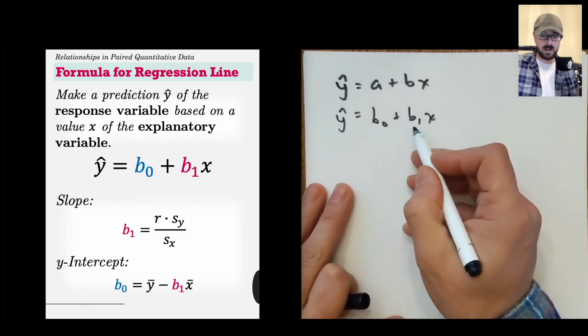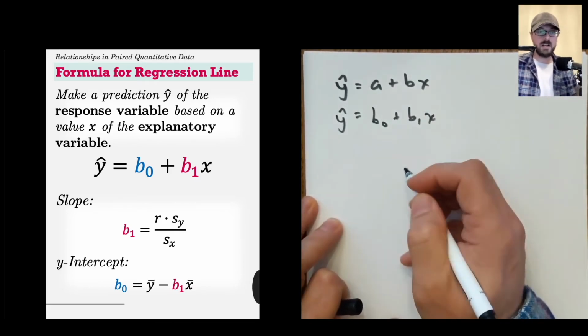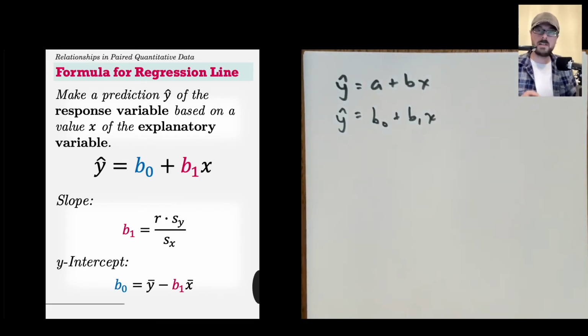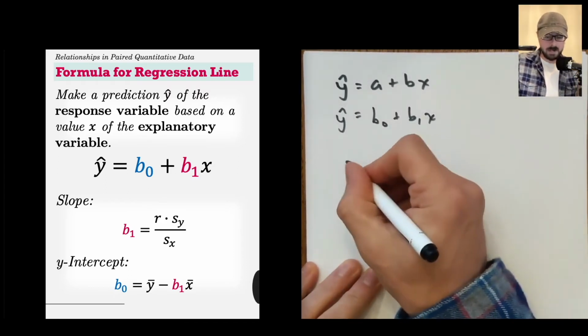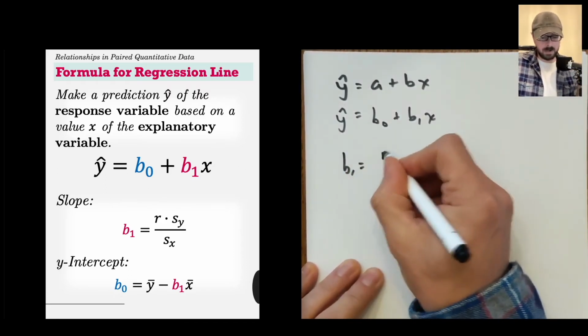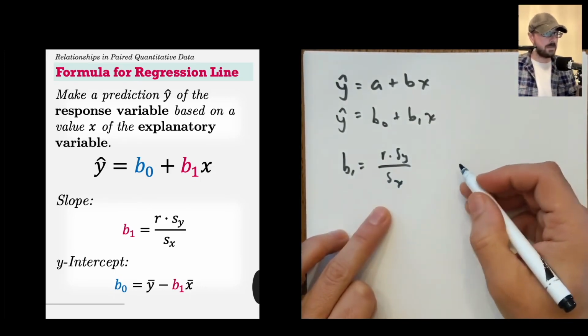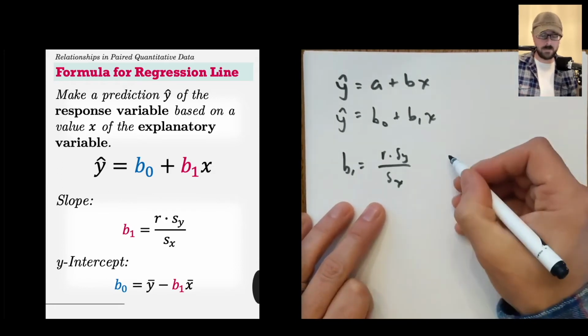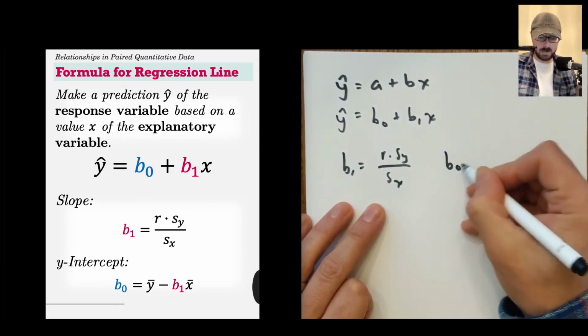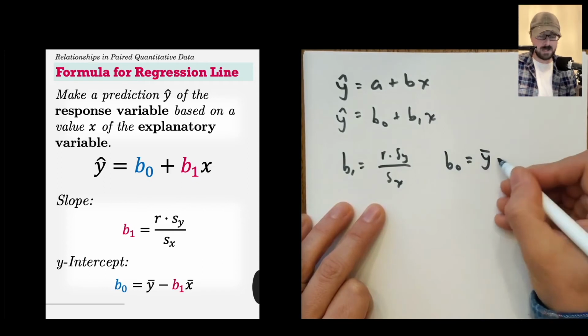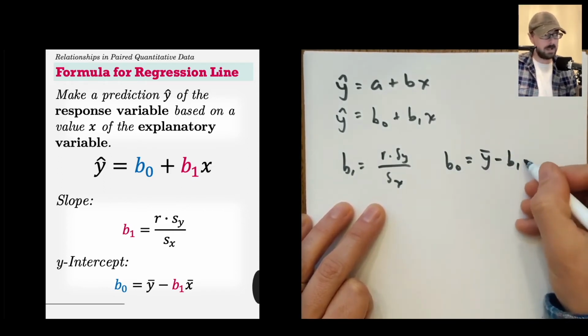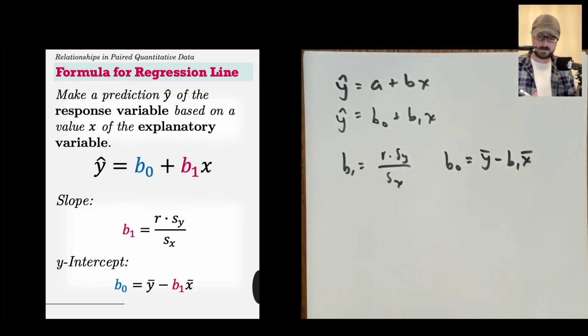The slope, B1, of the least squares regression line is always r times the standard deviation of y divided by the standard deviation of x, which hopefully was intuitive when we think of the fact that slope is the change in y over the change in x. So the slope is always r times the standard deviation of y over the standard deviation of x. Now, for the y-intercept, you could use point slope, but we can deduce that the y-intercept, B0, is always just the mean of y minus B1 times the mean of x.